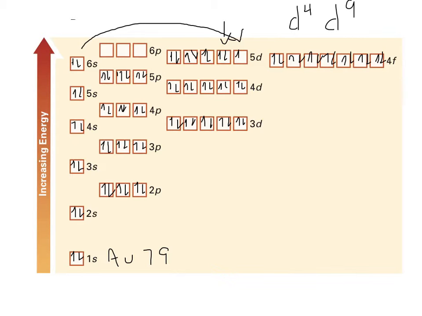Okay? So if I want to now write this out as my configuration, this is kind of a big one here, but we've got 1s2, 2s2, 2p6, 3s2, 3p6, 4s2, 3d10, where are we at?